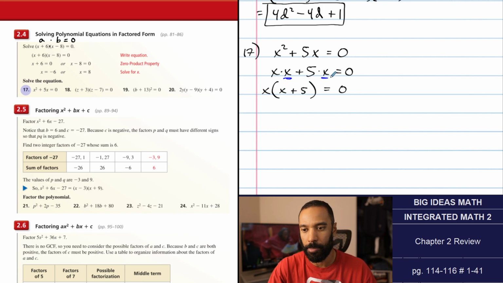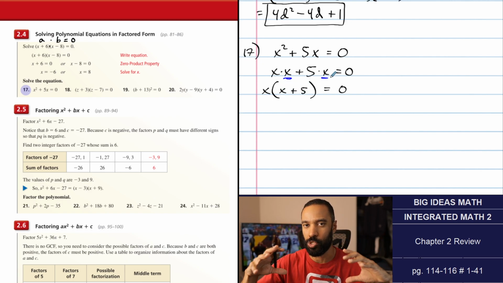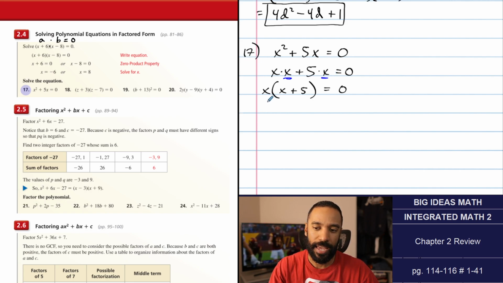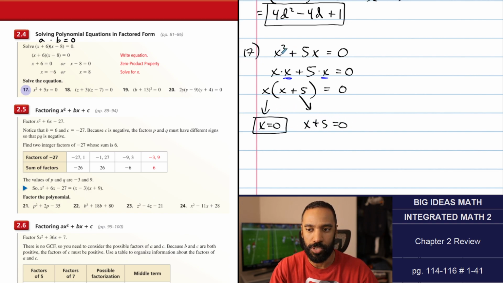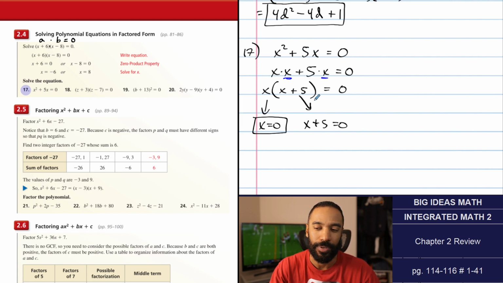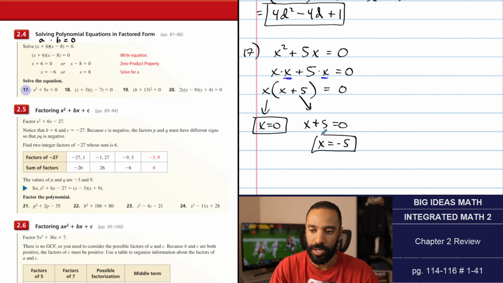Treat that as a single number because PEMDAS says anything in parentheses we treat as a single quantity. So if x times x plus 5 equals 0, either x equals 0 or x plus 5 equals 0. Now x equals 0 is actually one of your solutions. If I substitute 0 into this original thing, I'm going to get 0 out. But what do I have to substitute in here? Subtract 5 from both sides, and x equals -5.